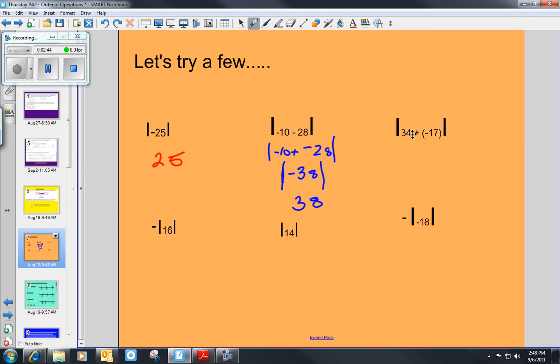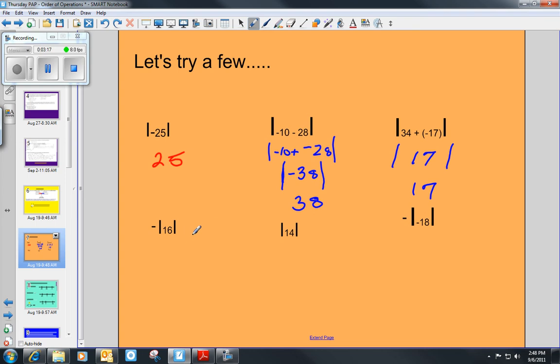For this example, we have 34 plus negative 17 inside of absolute value brackets. So we're going to use our order of operations to solve what's inside the absolute value brackets. That gives us the absolute value of 34 positives and 17 negatives. We have more positives than negatives, and we have 17 more positives than negatives. So the absolute value of 17 is 17.